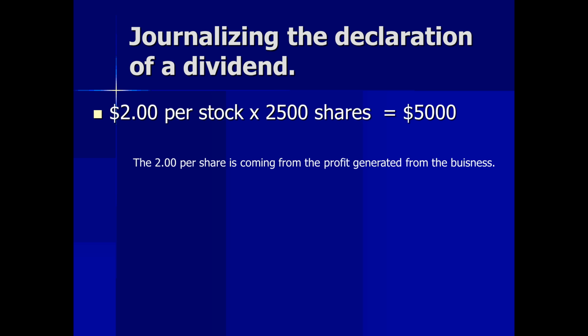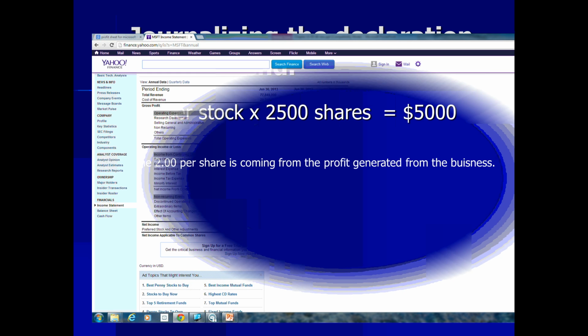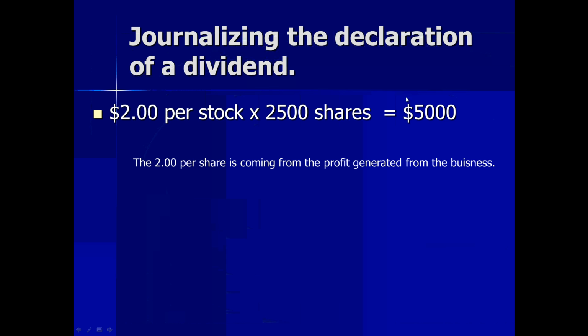Let's look at it in a bigger picture. Let's take a look at Microsoft. Microsoft, at the very bottom down here, has decided on June 30th that they're going to issue $23,150,000 of their net income applicable towards their common shares. So that means that they're going to take that number and split it amongst the common shareholders. So that $5,000 would actually be that $23 million. And we haven't yet figured out how many shares are outstanding and how much they were per stock.